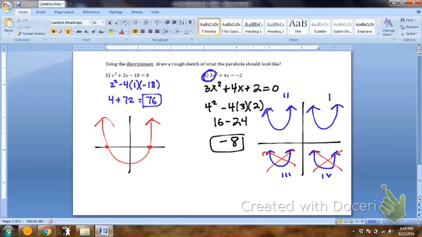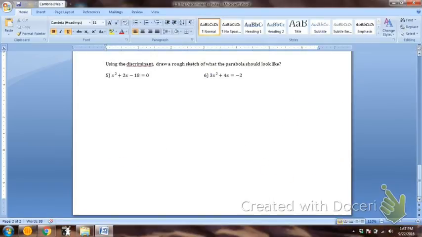Again, it's a rough sketch, so I don't really care which one you put it in. 1 or 2 works. I think it's actually probably going to be in quadrant 1, but so we've got all positive numbers. Okay, any questions about this? No. Pretty easy, huh? Yes.